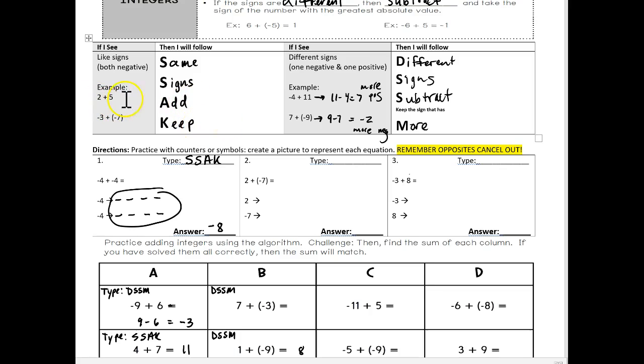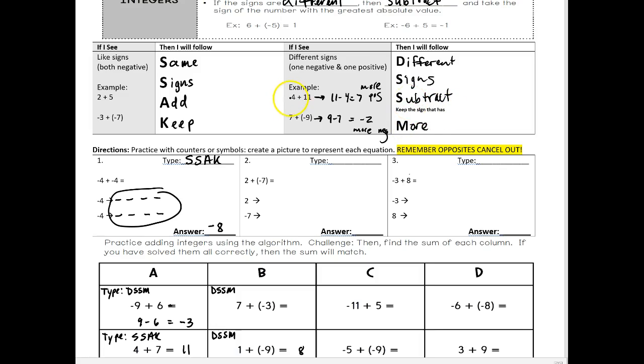So 2 plus 5, that's easy, that's 7. And then negative 3 plus negative 7, that's negative 10. Those are all same sign problems. Now, if I see different signs, like one negative and one positive, you will use this acronym: different signs, subtract, and keep the sign that has more.